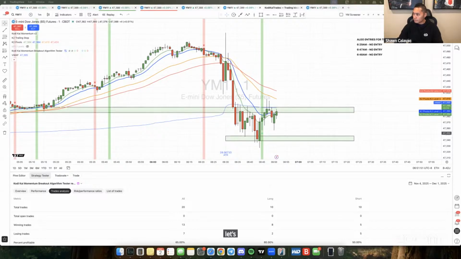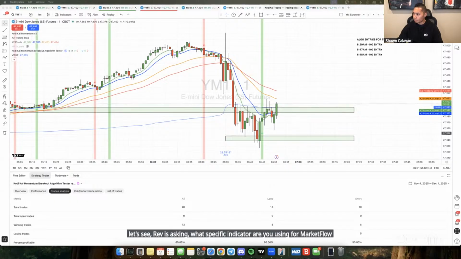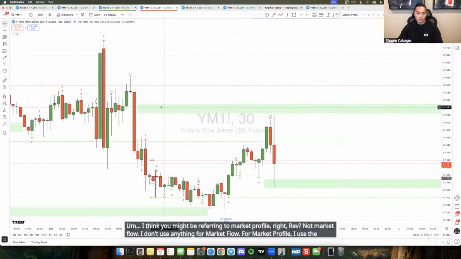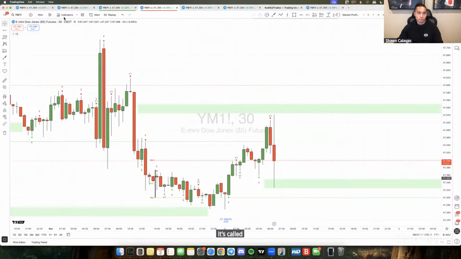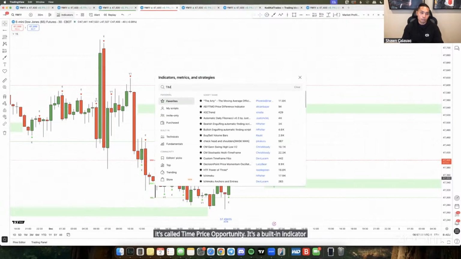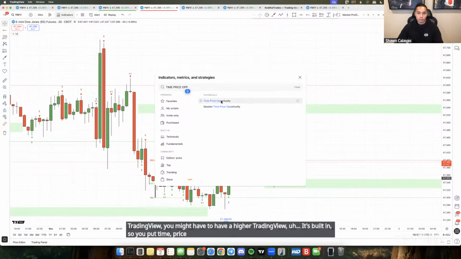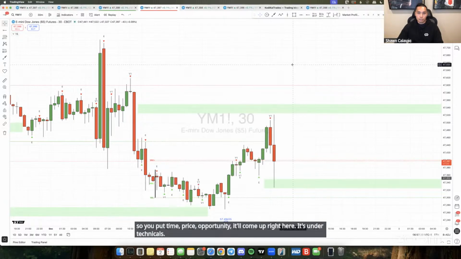Let's see. Rev is asking, what specific indicator are you using for market flow? I think you might be referring to market profile, right, Rev? Not market flow. I don't use anything for market flow. For market profile, I use the TPO. It's called time price opportunity. It's a built-in indicator with TradingView. You might have to have a higher TradingView plan. It's built in. So you put time price opportunity, it'll come up right here.